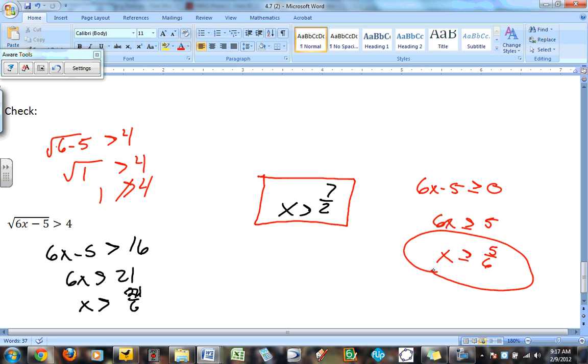It doesn't work until we get to here. So our answer, that was part of why we check our work and check what we do. So we make sure we get the right area into where our solutions will work.